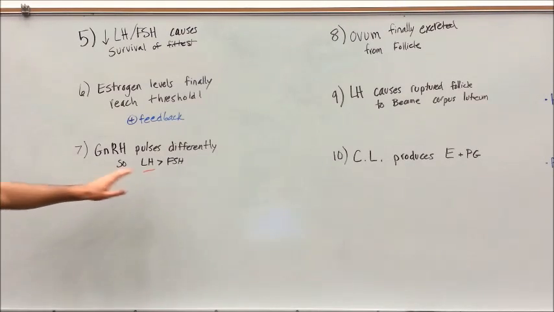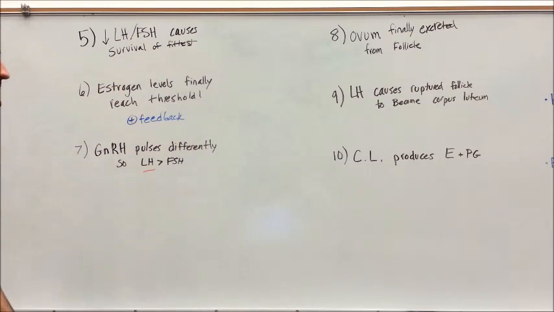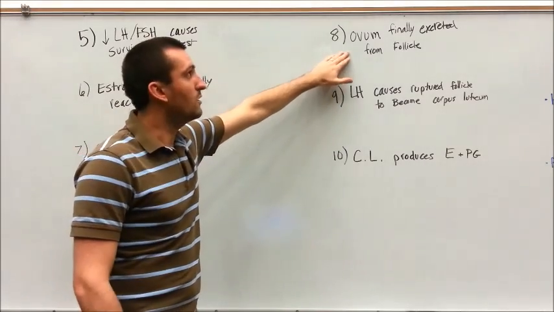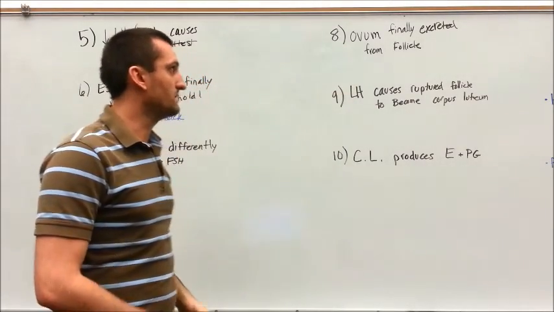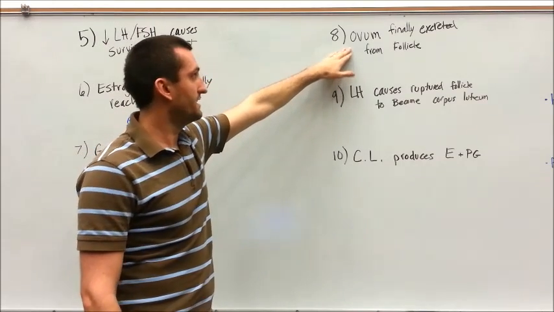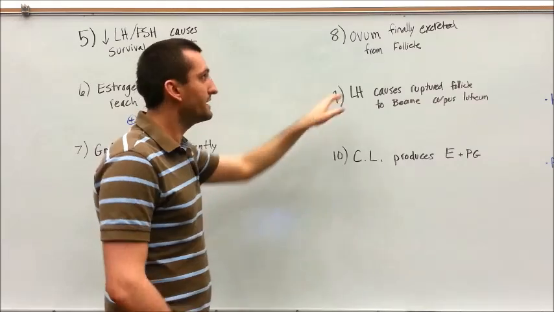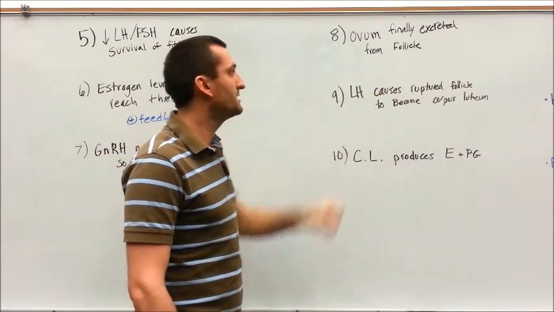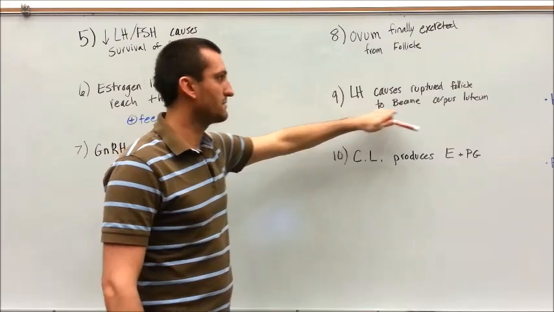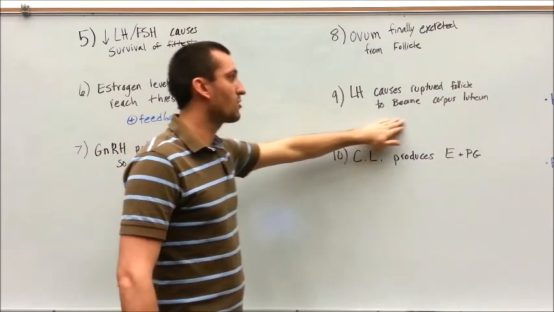So now we have our LH being produced, which is going to be that LH spike in the cycle. That LH spike correlates with the ovum being excreted from the follicle. So now our follicle just spit out the mature egg, and the ovum is now in the fallopian tube. That follicle is going to turn into the corpus luteum. So LH causes the ruptured follicle, which just released the ovum, to become the corpus luteum.